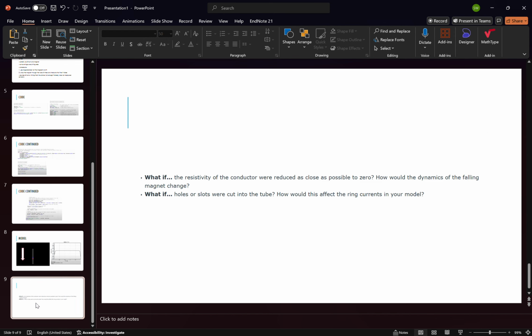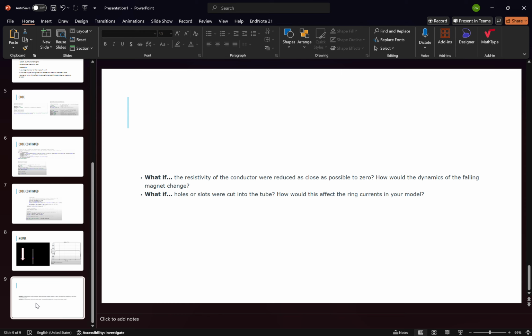For our what-if questions: what if the resistance of the copper was reduced as close as possible to 0? How would the dynamics of the falling magnet change? Near-zero resistivity calls for near-zero resistance, but the smaller the resistance, the larger the current, so the current would increase. The magnetic force would increase, and this force counteracts the bar magnet.